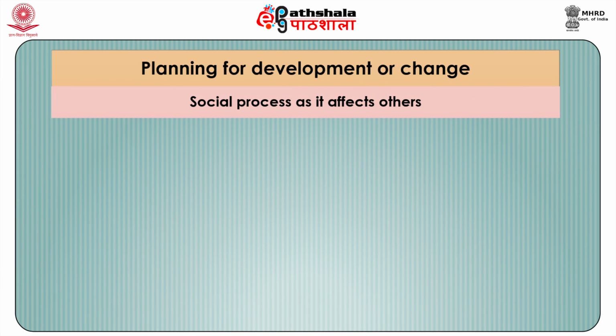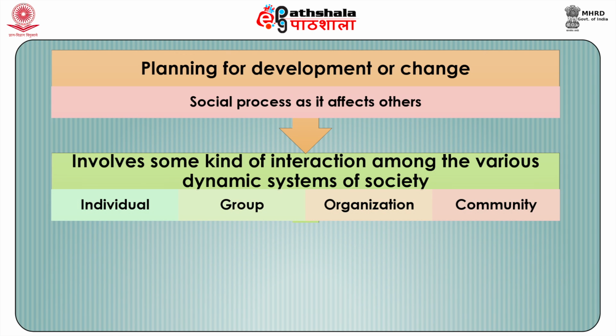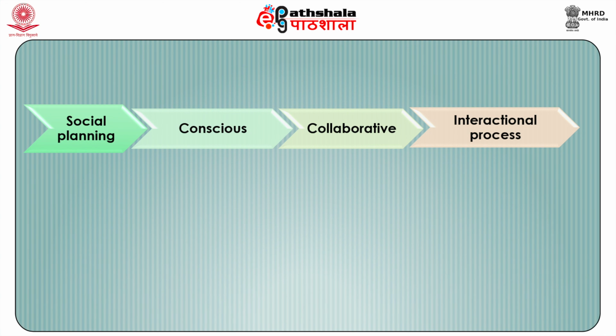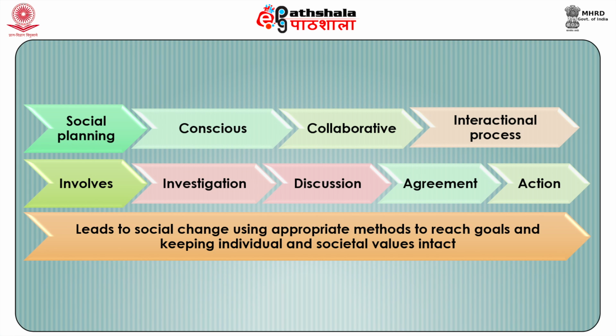Planning for development or change is a social process as it affects others. Planning is a social process as it involves some kind of interaction among various dynamic systems of the society, that is the individual, group, organization and community. According to Bennis, planned change is an aspect of social change. Social planning is conscious, collaborative, interactional process combining investigation, discussion, agreement and action which leads to social change using appropriate methods to be used to reach these goals and keeping individual and societal values intact.